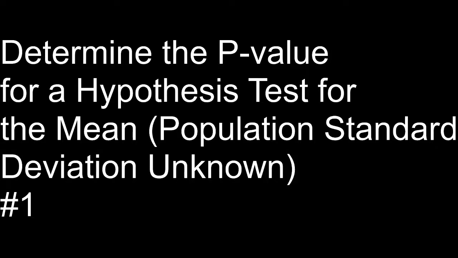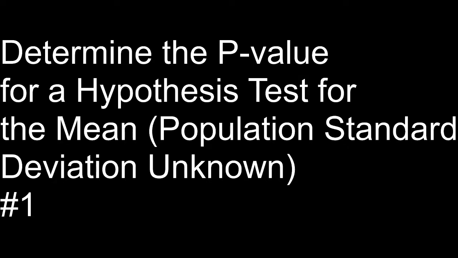This video is on the objective: determine the p-value for a hypothesis test for the mean, but this time with the population standard deviation unknown. So sigma is unknown, meaning that when we do a hypothesis test for the mean, or about mu, it's going to be a t-test. Our test statistic will be a t-score, and we'll be working with the student's t-distribution with so many degrees of freedom.